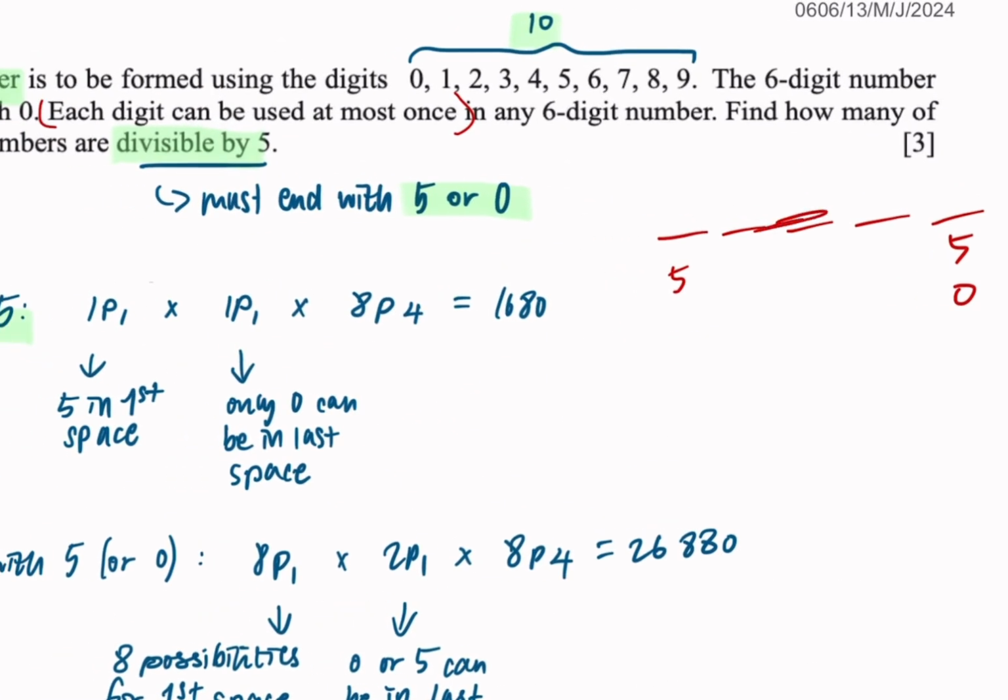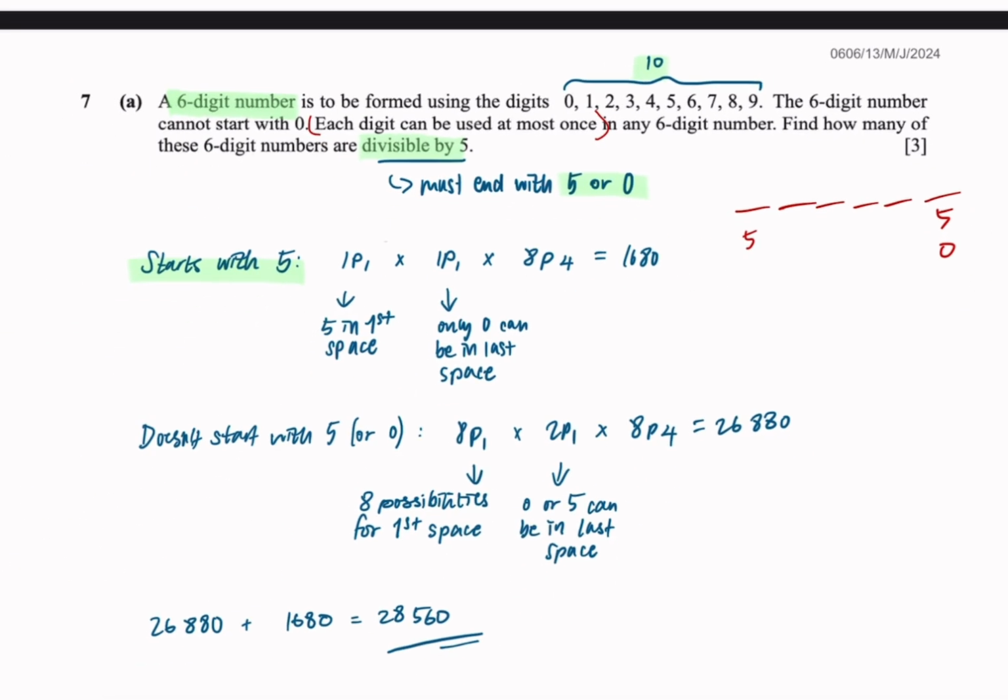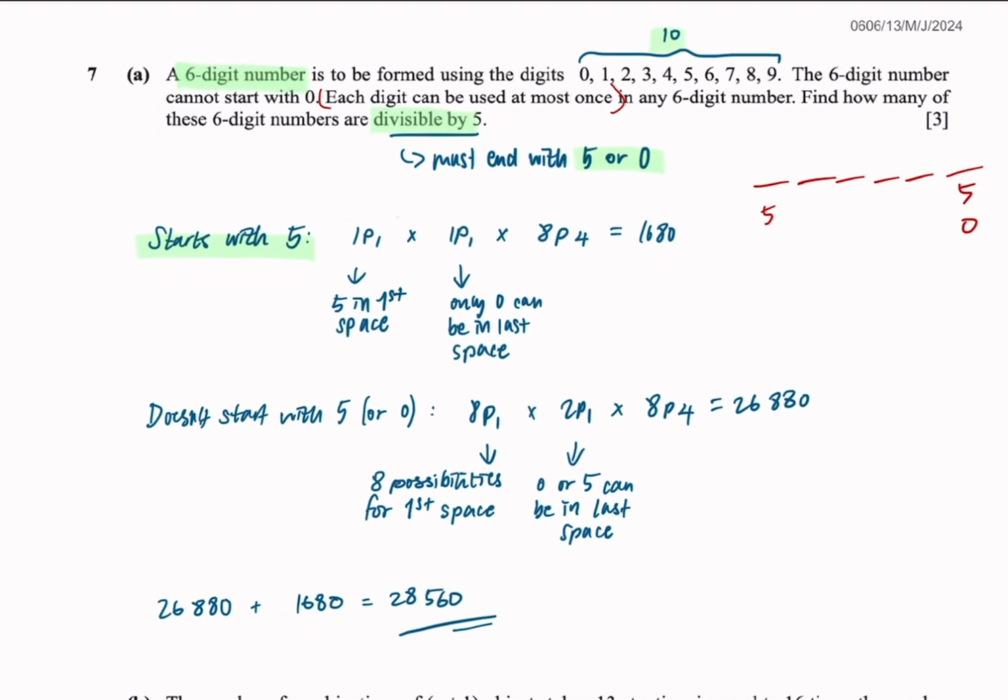Hold up, I missed a line here. 1, 2, 3, 4. Yeah, 6 numbers. Yeah, so it will be 8P4.